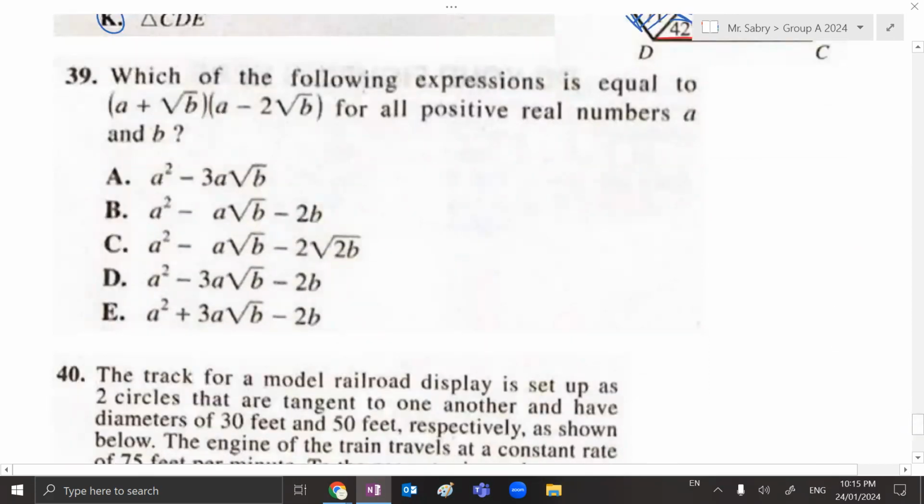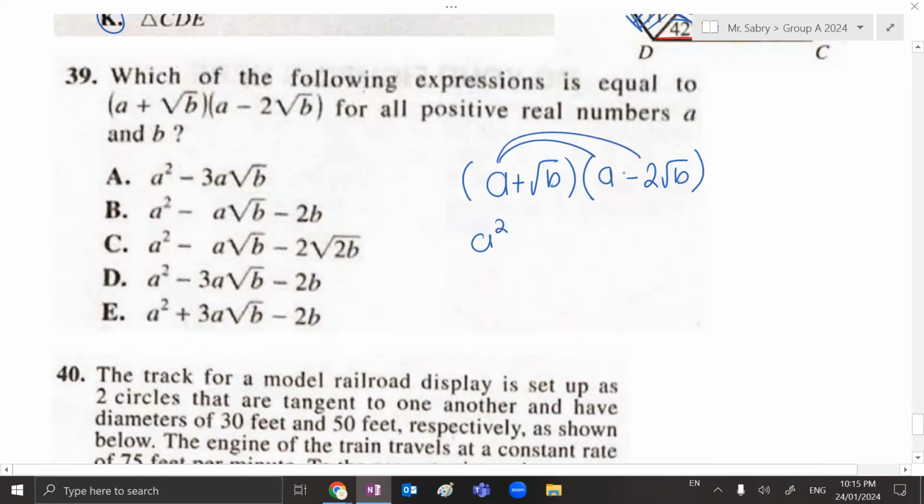Which of the following expressions is equal to this times that? So I'll just have to multiply those by distribution. Just follow the rules of that, and you'll notice. So this times this, that's a squared, and then a times this, that's negative 2a root b. Root b times a, that's positive a root b, and then root b times negative 2 root b. So the numbers here are supposed to be 1, so 1 times negative 2 would just be negative 2.